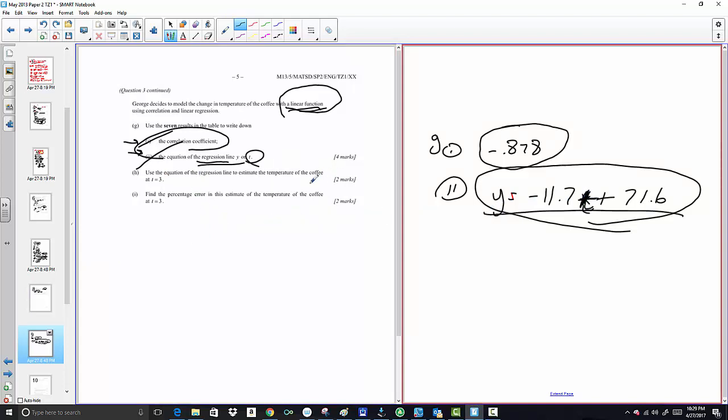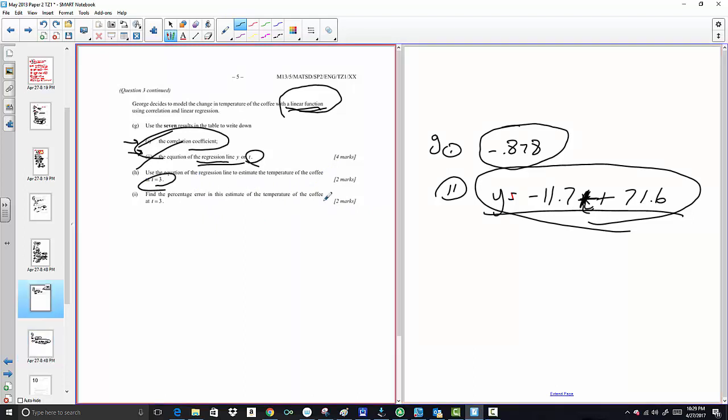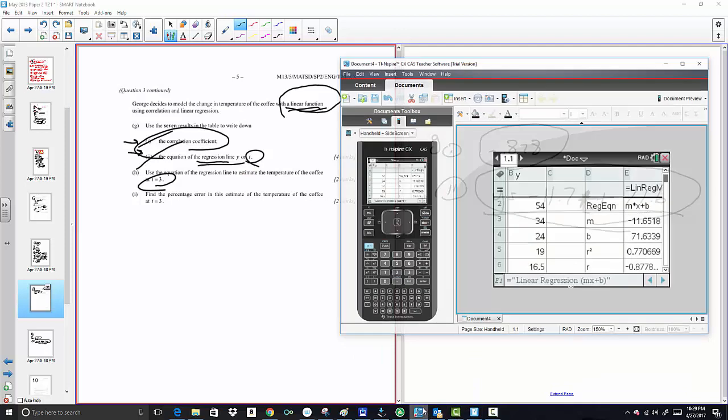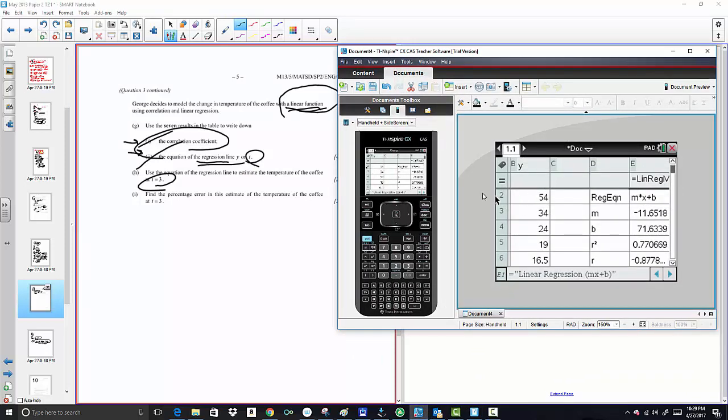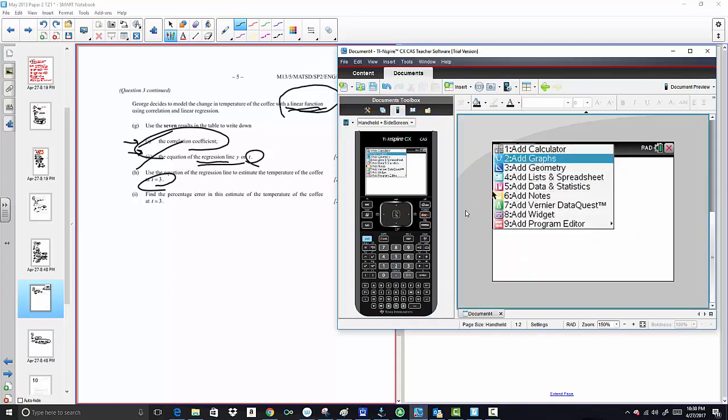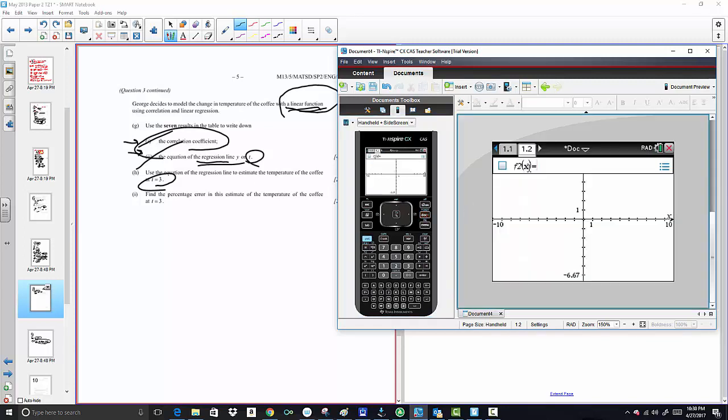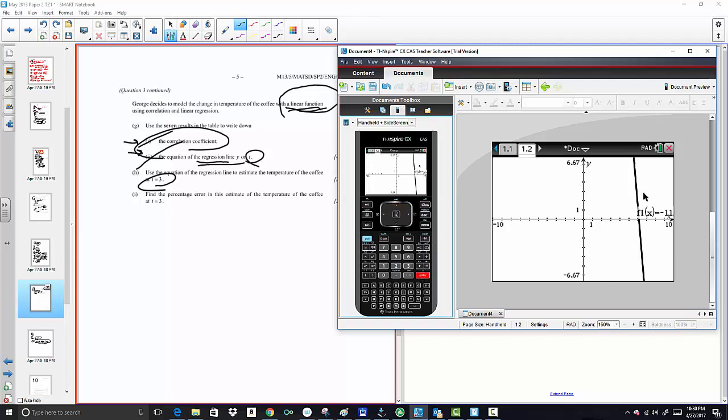Use the equation of the regression line to estimate the temperature of the coffee at t equals 3. Your calculator is happy to do this for you if you know how to use that. So we're actually going to graph this function that we have here, but I've already stored it, so it's okay. Hey, Control Doc, make a new page, add graph. Okay, and you can see the first thing says F2. We stored our function at F1, if you recall. So if I hit up on this calculator, it'll actually give me the function that's already stored. I hit enter, and it graphs for you.